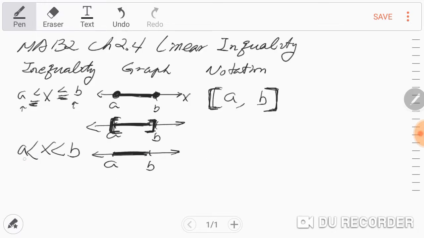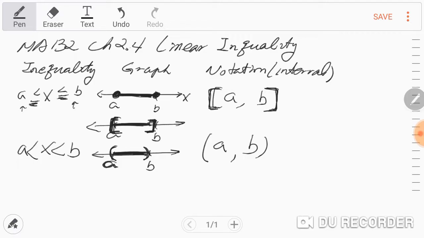There's no equal sign on a, so we don't include a. Exclude b also, because b does not have an equal sign. Then we will use parentheses instead of brackets. Parentheses mean the endpoint is not included. So the interval notation is: a is not included, so use a parenthesis. b also is not included, so use a parenthesis.